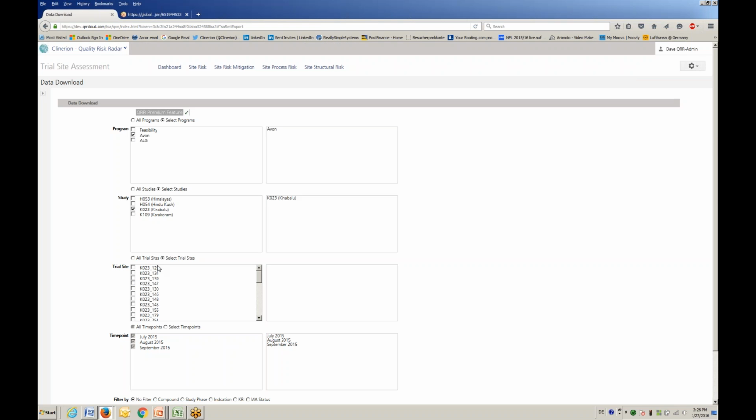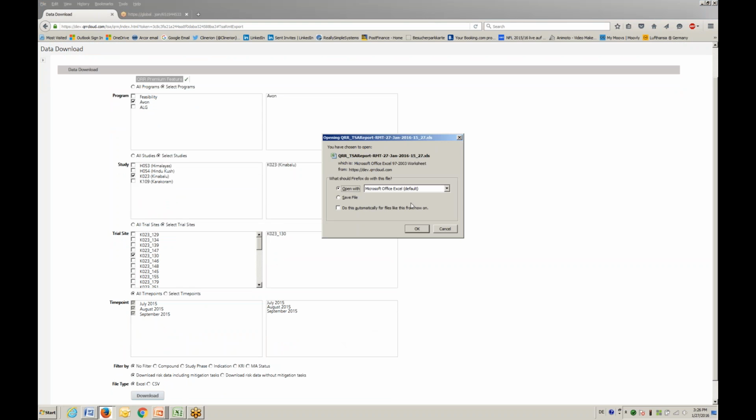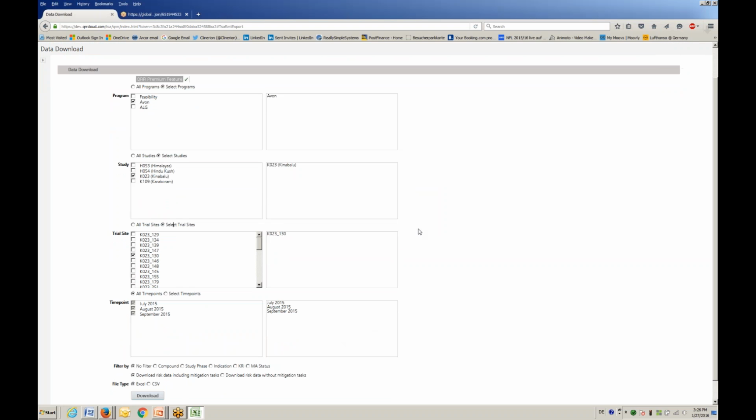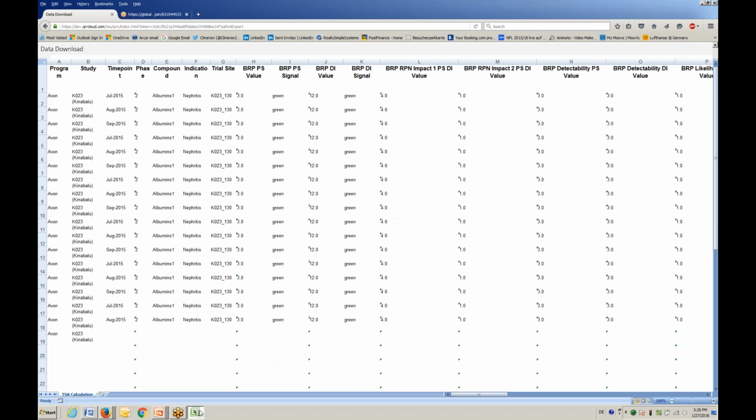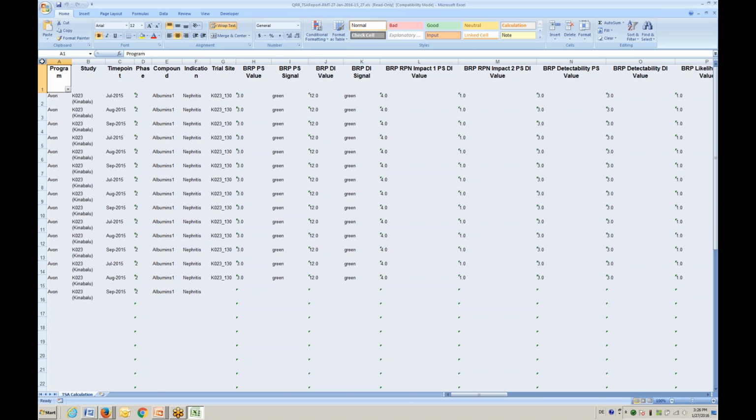And so here for the example, I'm just selecting only the one site that we were looking at, and I could also filter even more, but it will download into an Excel file, and I'll open that up for you, and it will then provide me with the means to take a closer look. And here you can see there's a wealth of information in here.